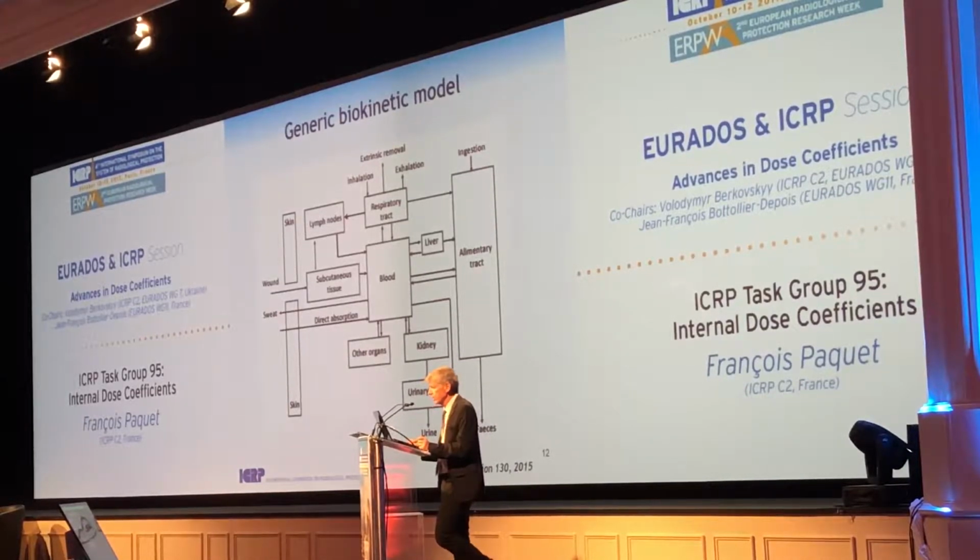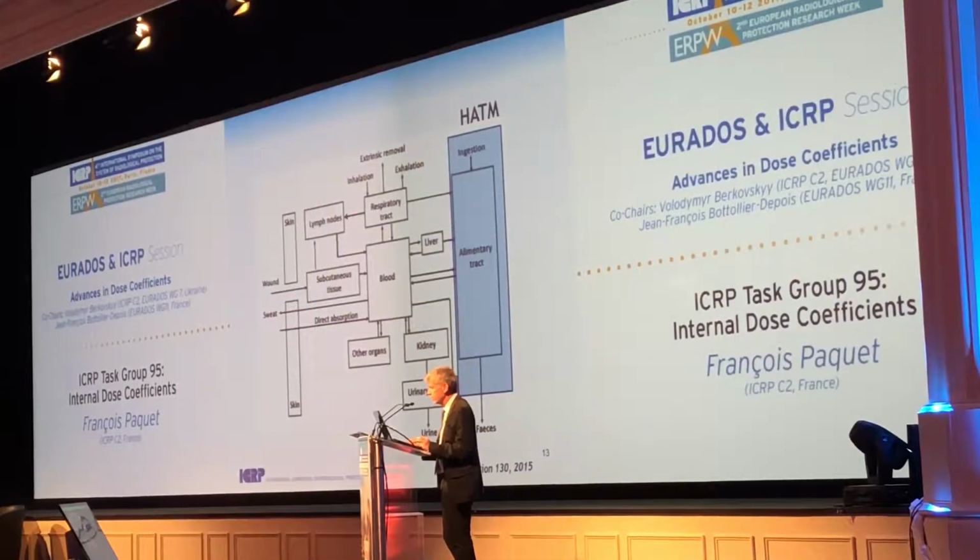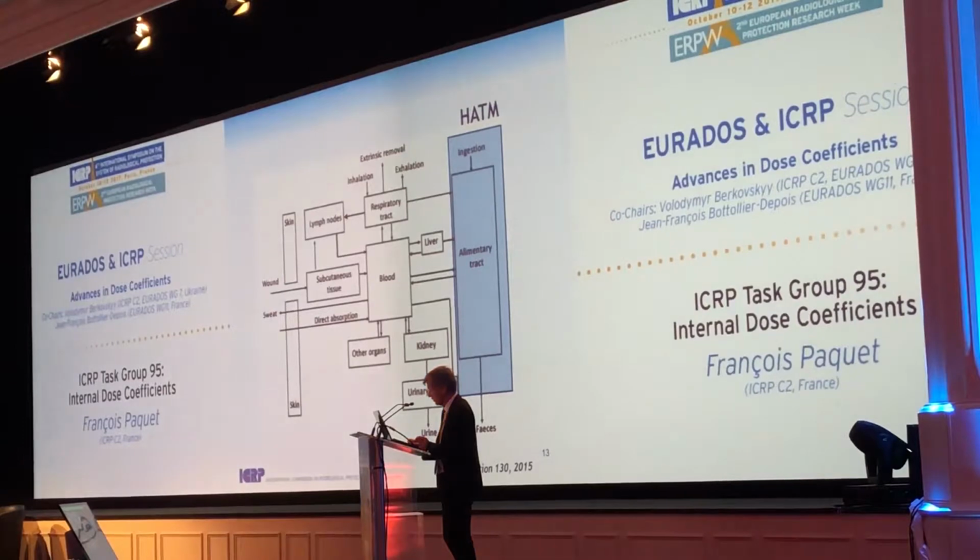This is a generic biokinetic model, which can be very complicated, and for the sake of simplicity, the ICRP has divided it into different biokinetic models. This is where we have the human alimentary tract model, which is not element-specific, and describes the behavior of elements after ingestion through the alimentary tract and excretion through the feces. We also have the human respiratory tract model, which describes the behavior of elements after inhalation.